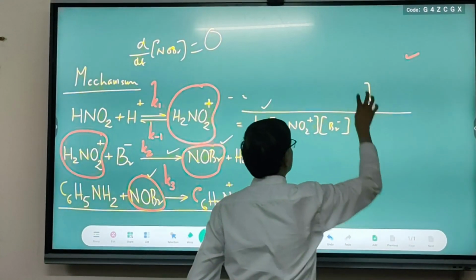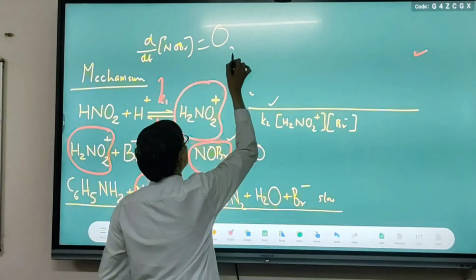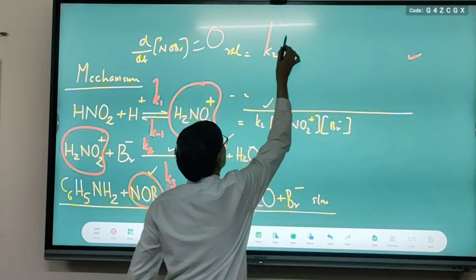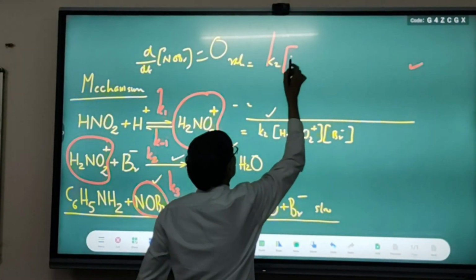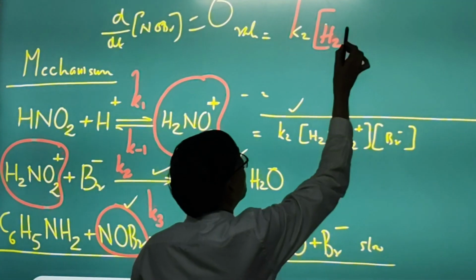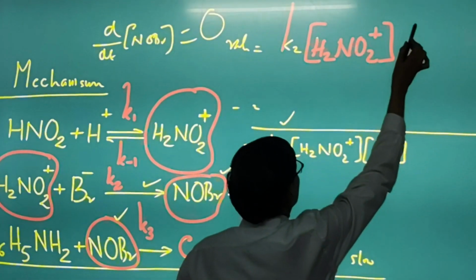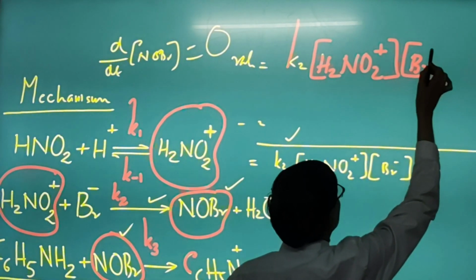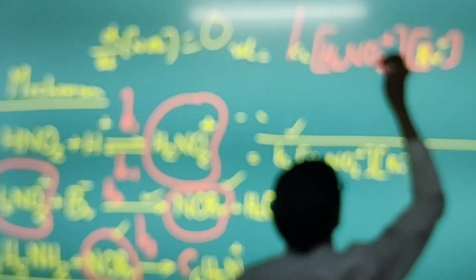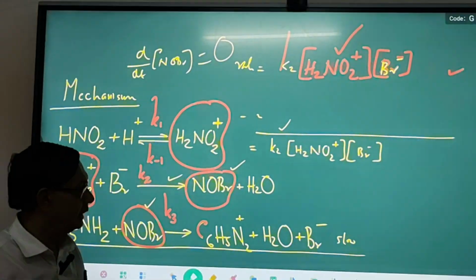Because there is only one step, I should again write the rate is equal to K2, where I am getting K2 in red color because it is the intermediate, H2NO2+ and Br-. I should not write this because this is not intermediate. So I have to eliminate H2NO2+ and you will get the final results.